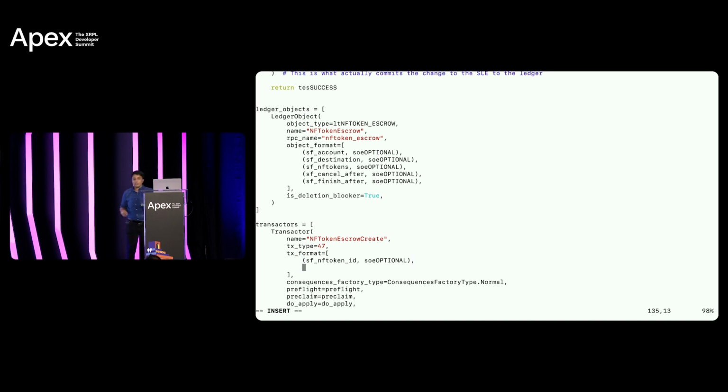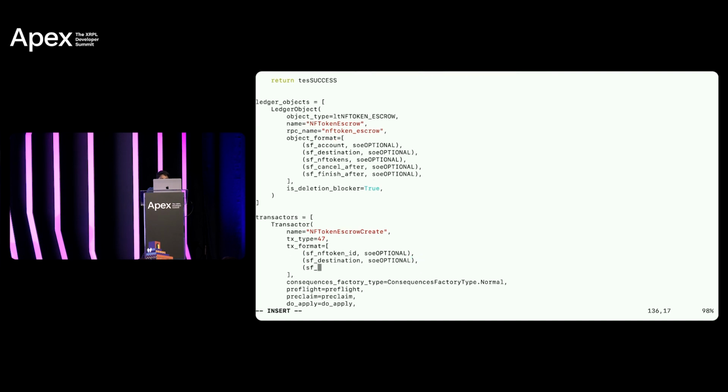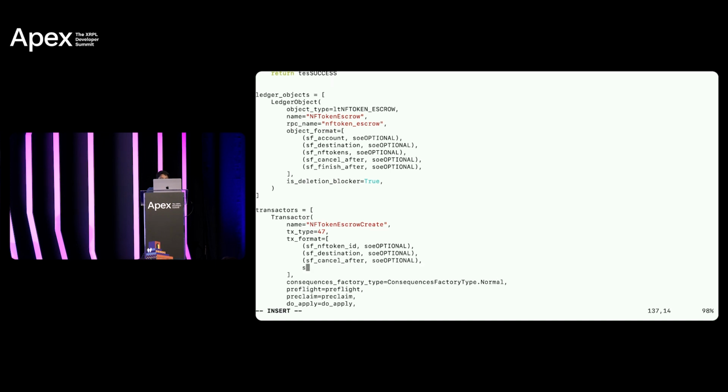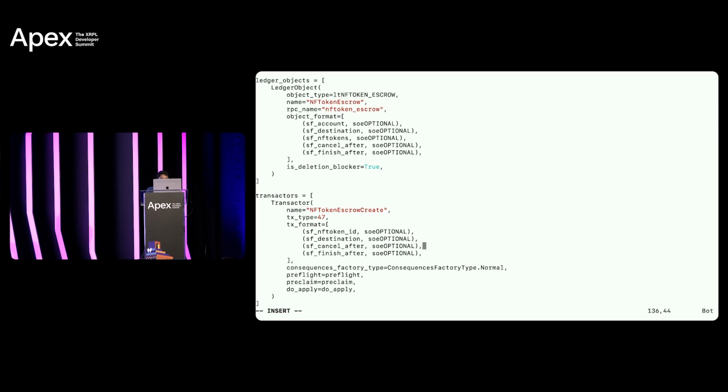And we also need to fill in all these fields in the ledger object. So we probably want those fields as well. The NFToken we can get from the NFTokenID, so that's not needed. But we still need the destination and the cancel after and the finish after. But yeah, that's pretty much the basics of it.